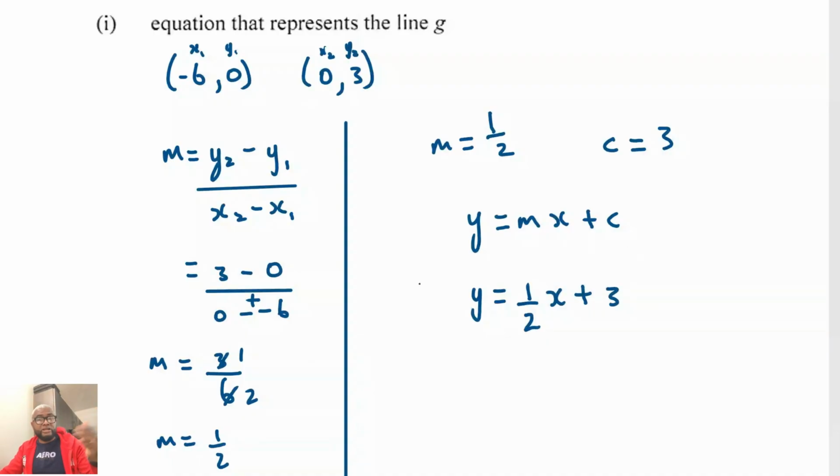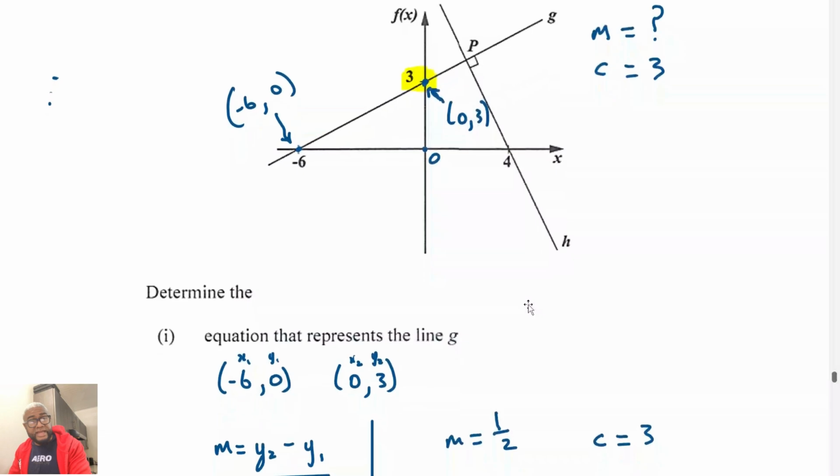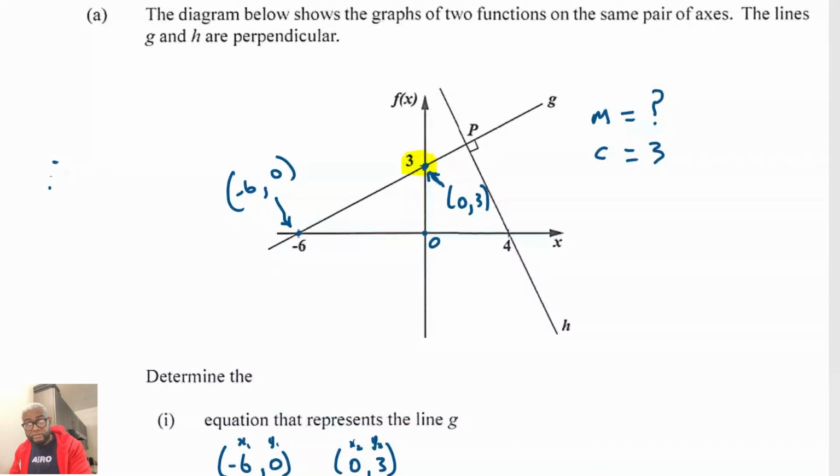That is the equation of the line G. Everybody good there? Anybody have any questions? Give yourselves all the time to write it down.